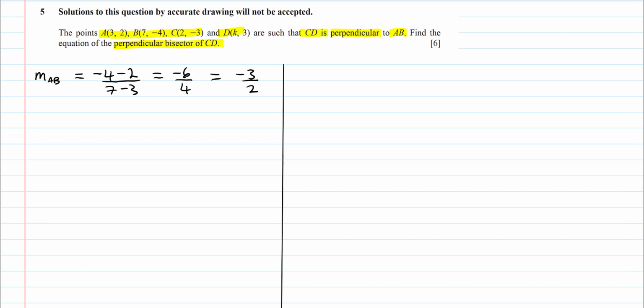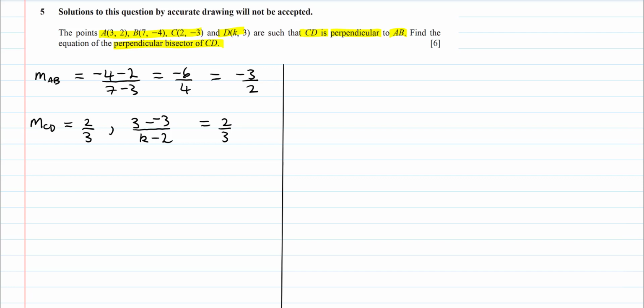So we know then the gradient of our line CD is going to be the negative reciprocal of -3 over 2. And that's because CD and AB are perpendicular. So we can note down then the gradient of our line CD, well, that's equal to 2 over 3. And we know the gradient is equal to the change in y over the change in x. So on that line CD then, our change in y is going to be 3 - (-3) over our change in x, which is K - 2.